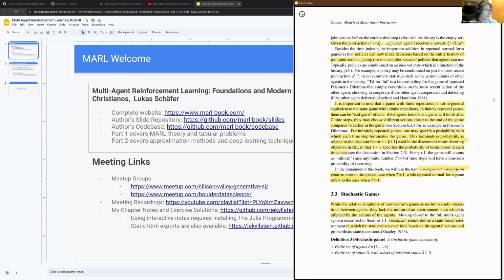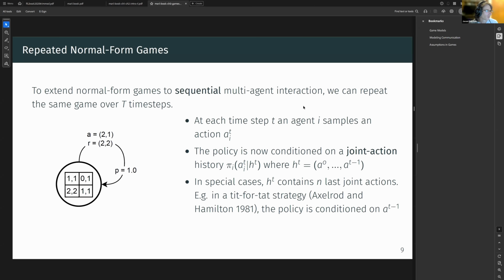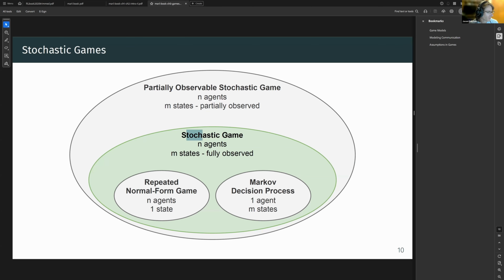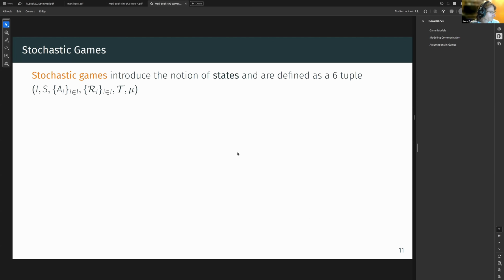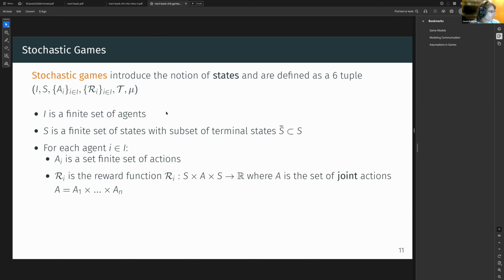But of course, we are interested in not just repeating the same game, but actually dealing with this as a Markov process or some version of it with different states. And that's where we get into stochastic games, where now we have M states instead of the one state of a normal form game. The reason we introduced this already is that each individual state is just a normal form game. And that's what we're going to see here.